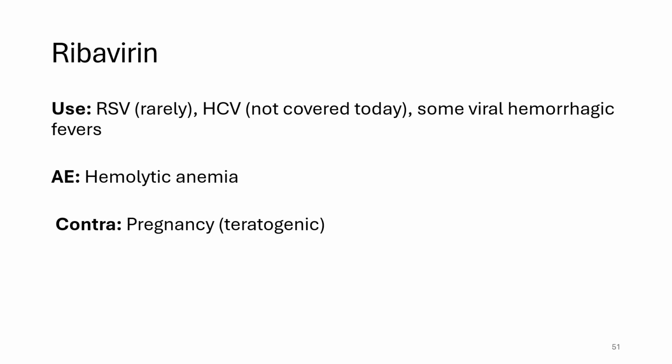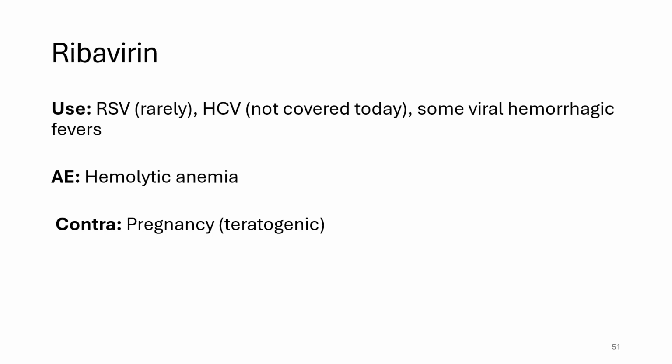So Ribavirin is a very broad spectrum antiviral. It's not something you'll see used very often routinely in practice. Historically, Ribavirin has been used for RSV, especially severe cases, but that's more rare today. It was also used for hepatitis C, but then more modern hepatitis C therapies have replaced it. You'll see it mentioned for certain viral hemorrhagic fevers. Big adverse effect with ribavirin is hemolytic anemia.